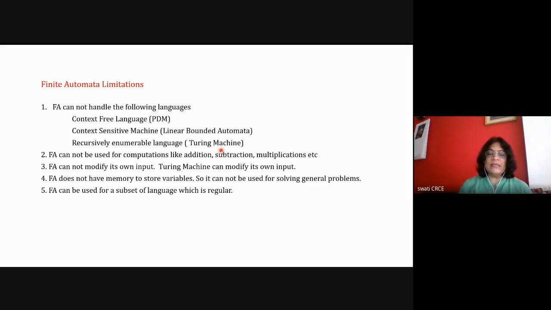But suppose there is a problem which doesn't have any solution. In the universe there are many problems which don't have any solution, so we cannot write an algorithm for them. If we are not able to write an algorithm, then it cannot be solved by the machine. But if there is a problem for which we can have an algorithm, then it can be automated, we can write a program for it, and it can be solved by the machine. Such a powerful machine is called a Turing machine.